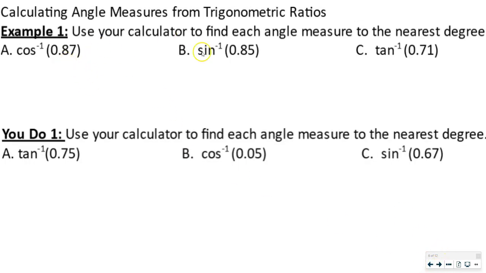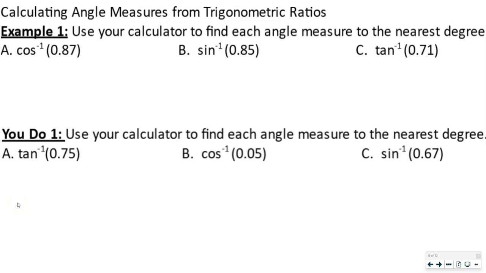So it says calculating the angle measure from trigonometric ratios. On your calculators, you could go second cosine, 0.87. In Desmos, you're going to find the function that says cosine to the -1. That's what you're looking for. Go ahead and do these three on your calculators and then come back to me when you're done.